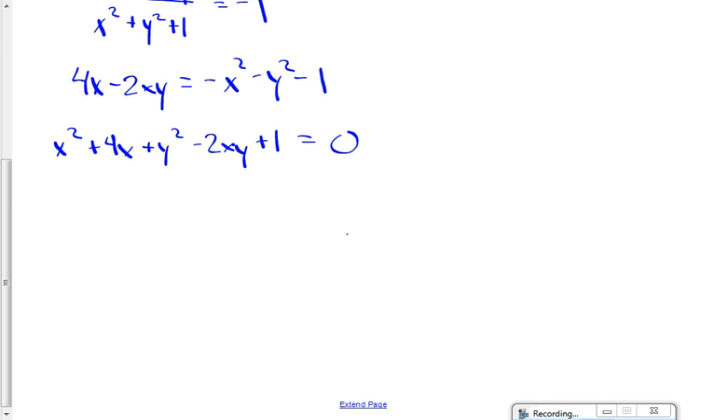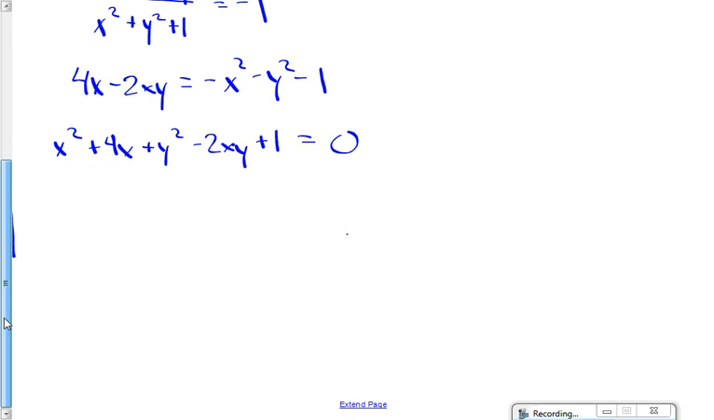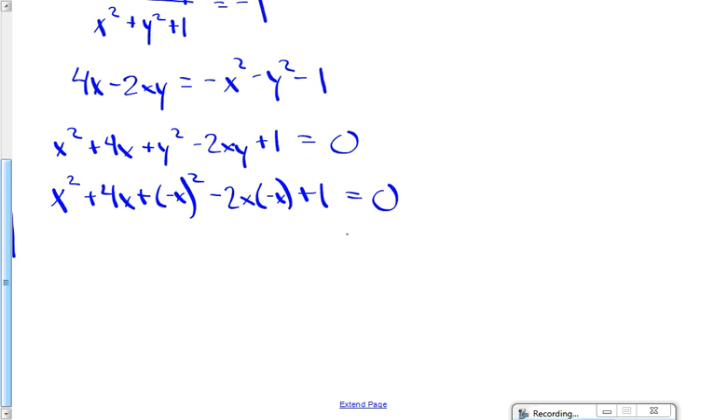Do we have another equation? Let's slide back up here so I can find it for you. Do we have another equation? We sure do. Y is equal to -1 times x. So what should we do? Substitute -1x for all the y's. So this is x squared plus 4x plus (-x) squared minus 2x(-x) plus 1 equals 0. We have now used a process called substitution, and we have an equation with all x's in it.